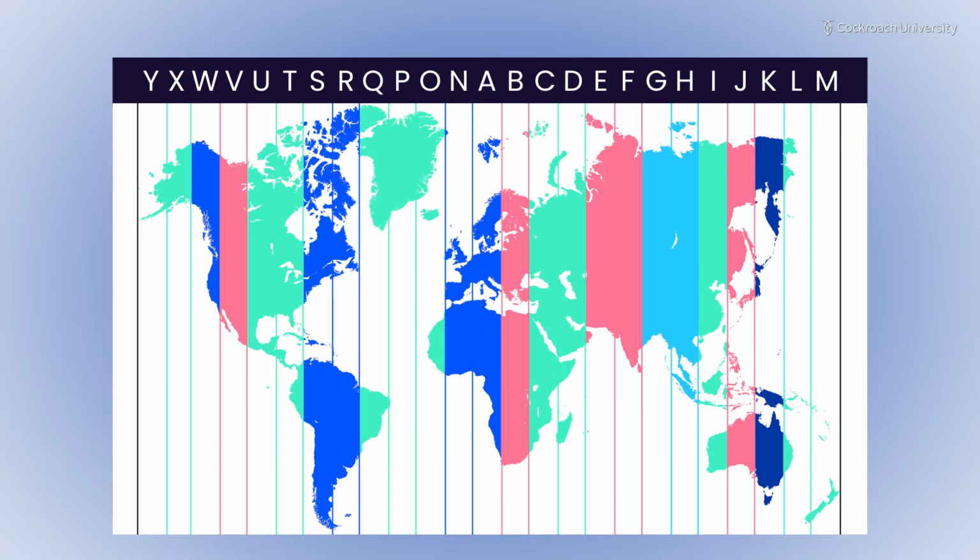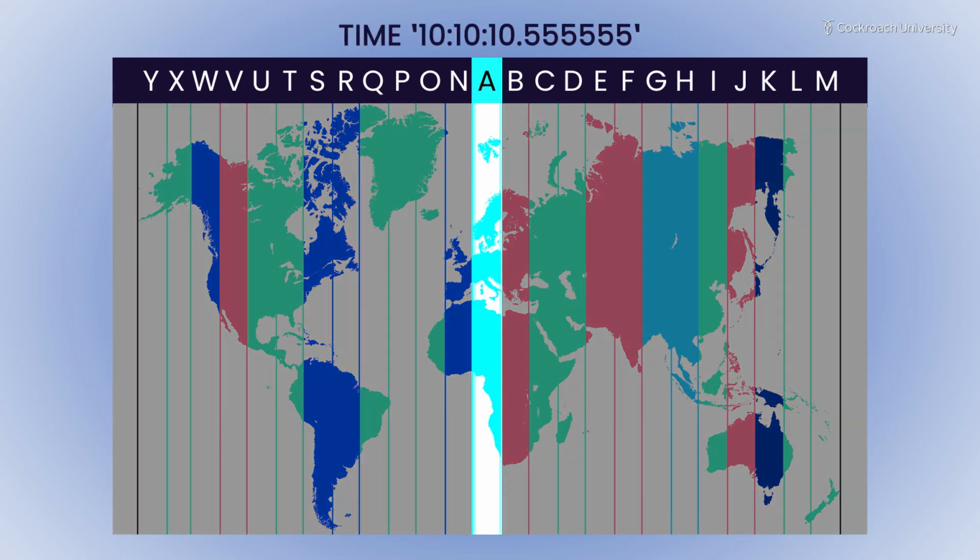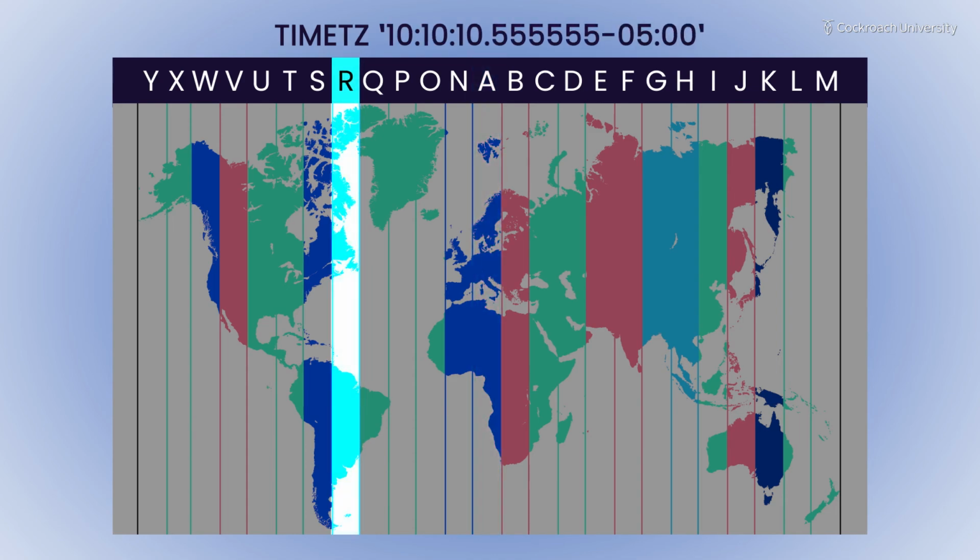CockroachDB has a number of time-related data types that make dealing with time zones easier. The TIME data type stores the time of day in UTC. TIMETZ is expressed with an offset to a time value.